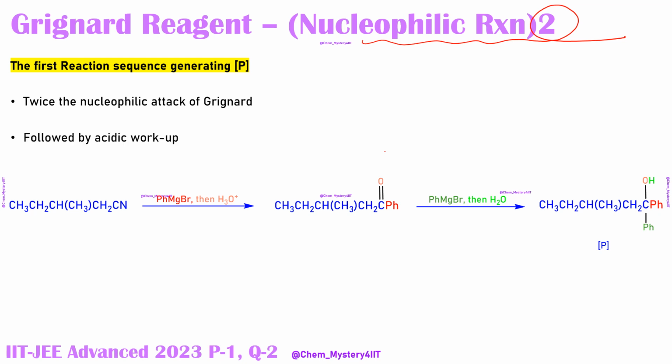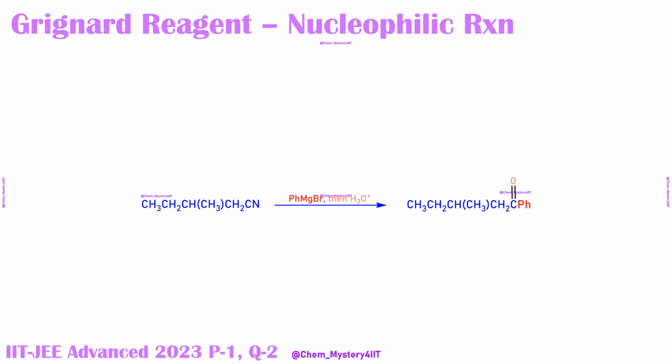So this is going to give you, first, some ketonic compound, and that ketonic compound is converting into some 3-degree alcohol, as we see happening with the Grignard reagent in general. We'll split this into two parts and talk about them one by one. So this is the very first reaction sequence, in which our cyanide is being attacked.